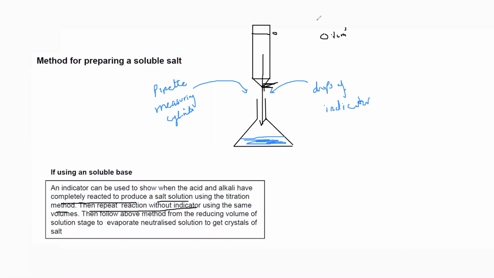Why are we repeating without indicator? Because if the indicator is there and we extract the salt from a solution which contains an indicator, it will be a colored salt, or the crystals will also have the color of the solution. So using the same volume, follow the method for reducing the volume of the solution and evaporate, and you get the crystals out. Is it clear? That is how to obtain a salt by reaction between acid and base. Any doubt in this?